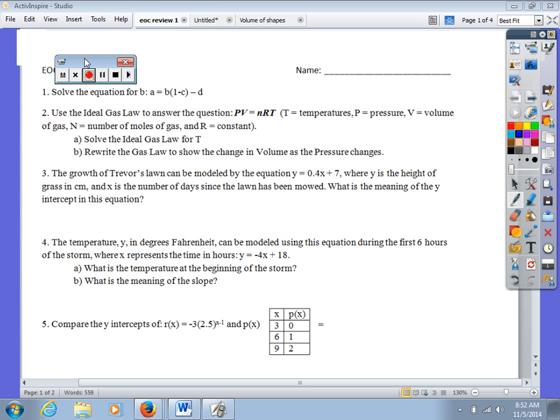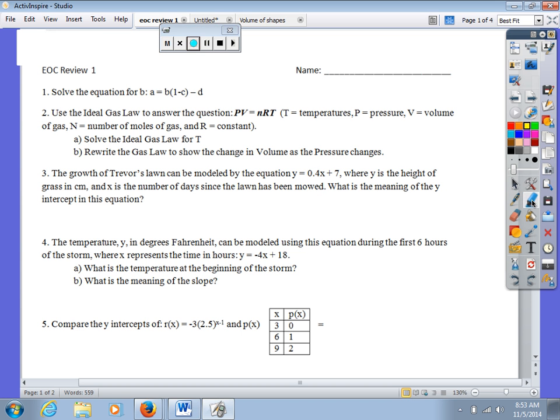All right. Number 1, it says solve the equation, and I want to solve it for B. So in order to solve it for B, what do I have to do? Okay, good. First, I would highlight my B. So highlight it, bam. And then we're just going to get B by itself.